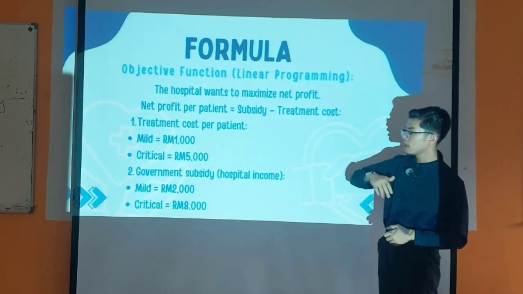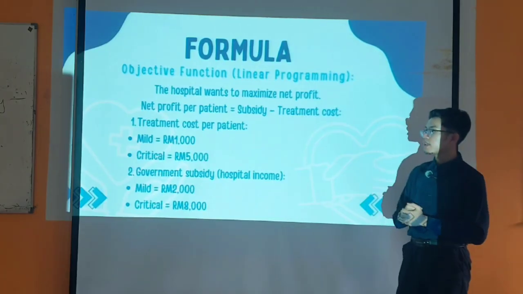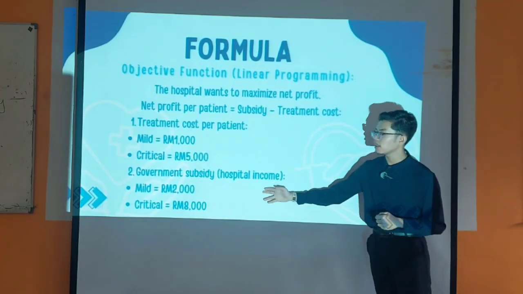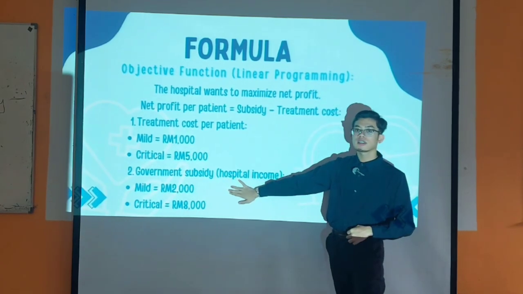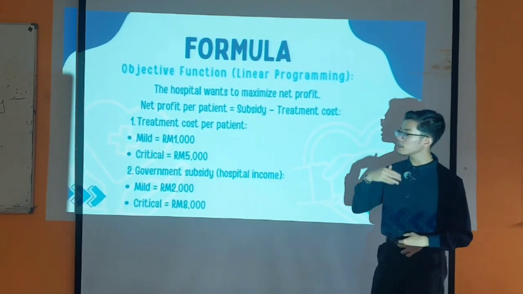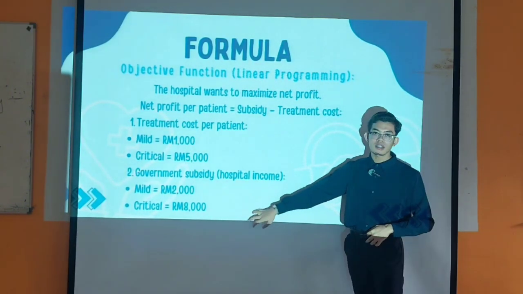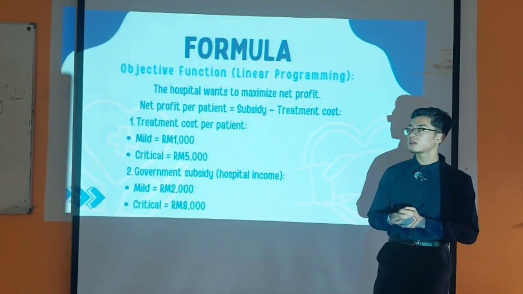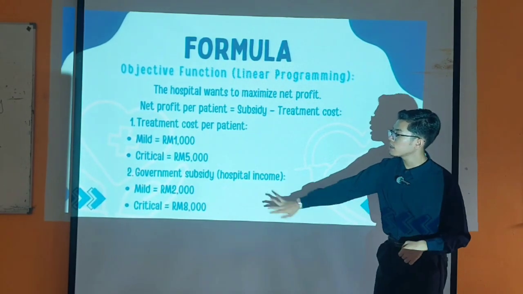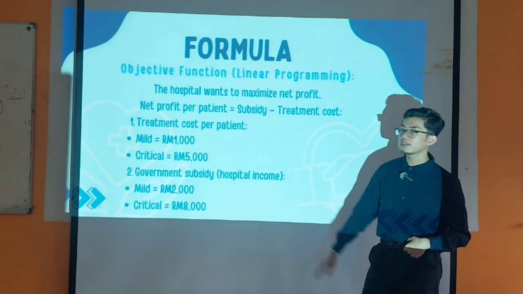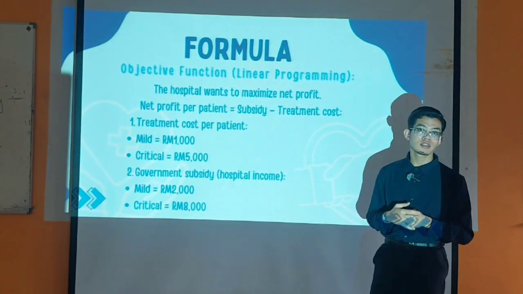The government subsidy, which is the hospital income, for mild cases is 2,000 ringgit. However, for critical cases they get 8,000 ringgit. So here we can see that the critical is much higher than the mild. Okay, let's proceed to the next slide.